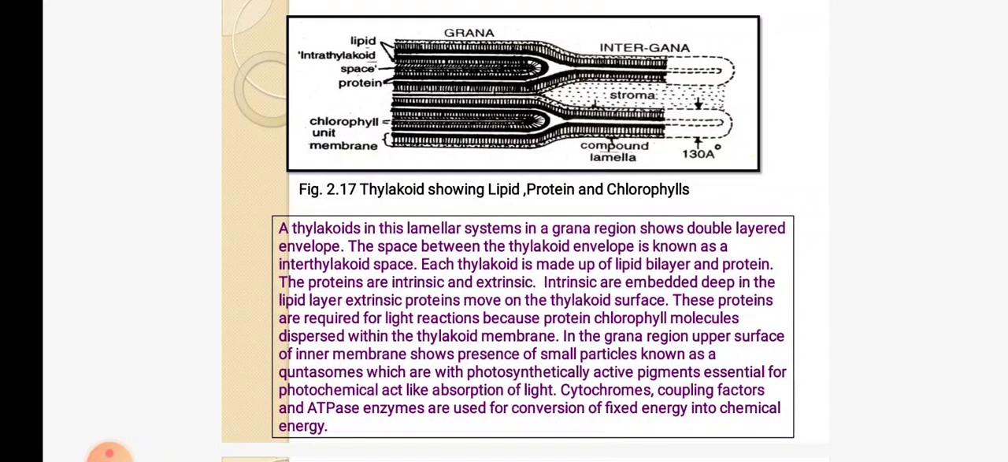In the grana region, the upper surface of the inner membrane shows the presence of small particles, quantasomes. These quantasomes are photosynthetically active pigments essential for photochemical acts like absorption of light. Cytochromes, coupling factors and ATPase enzymes are used for conversion of fixed energy into chemical energy.